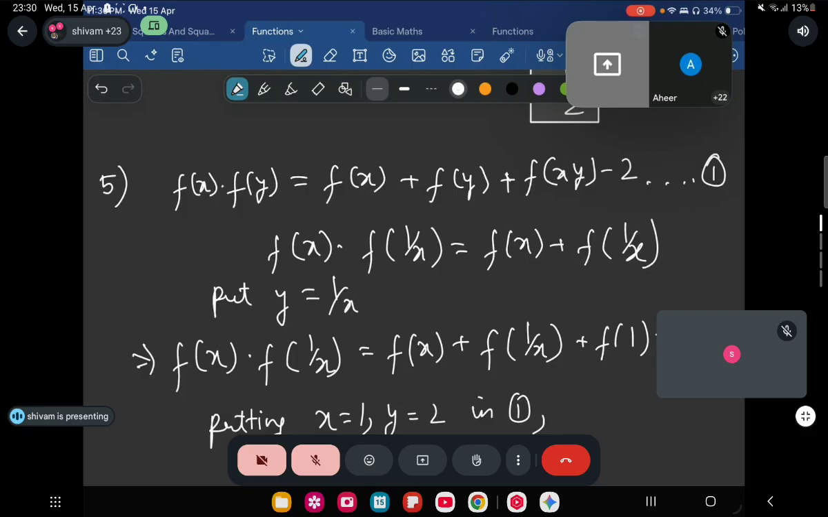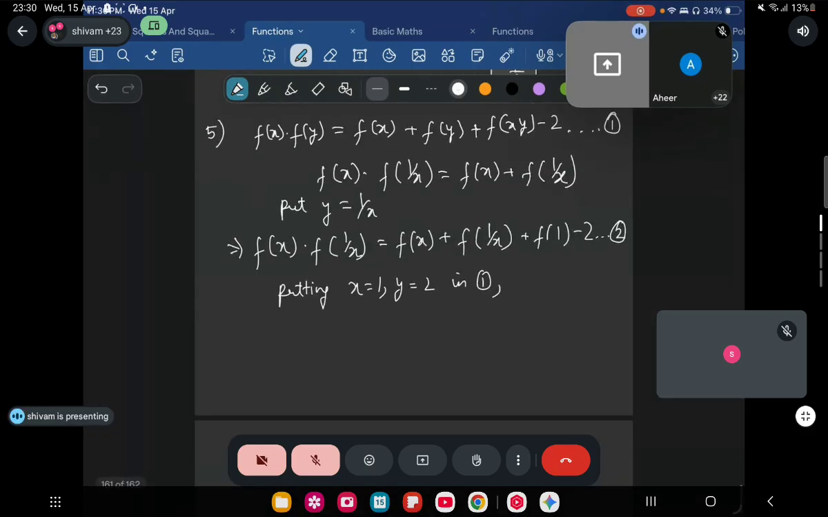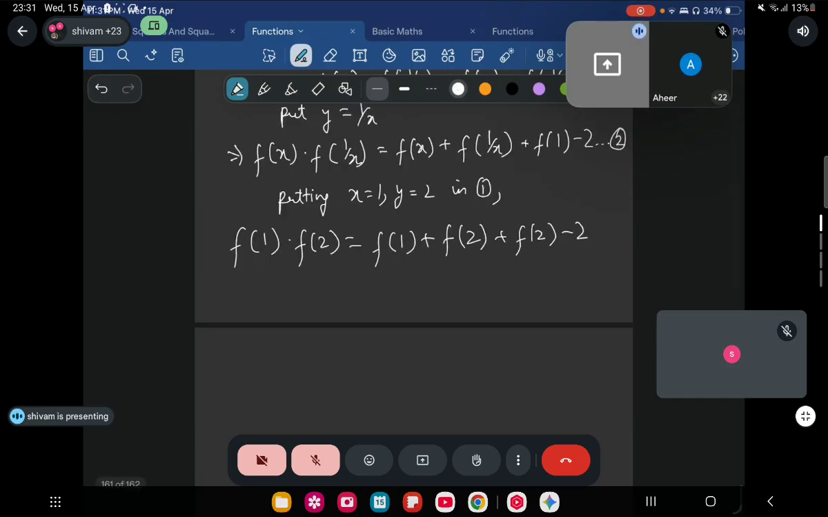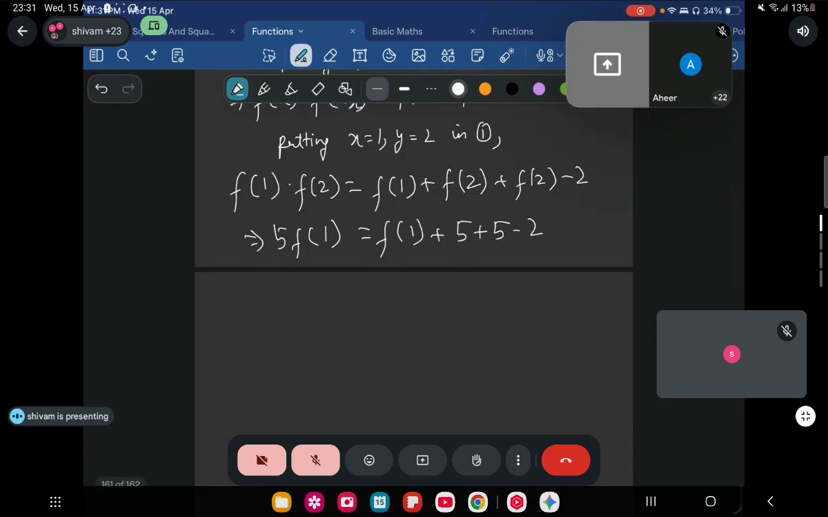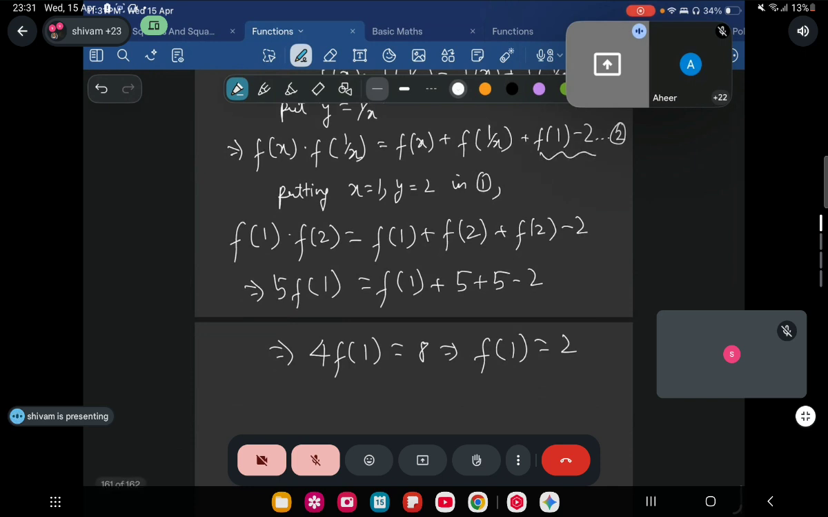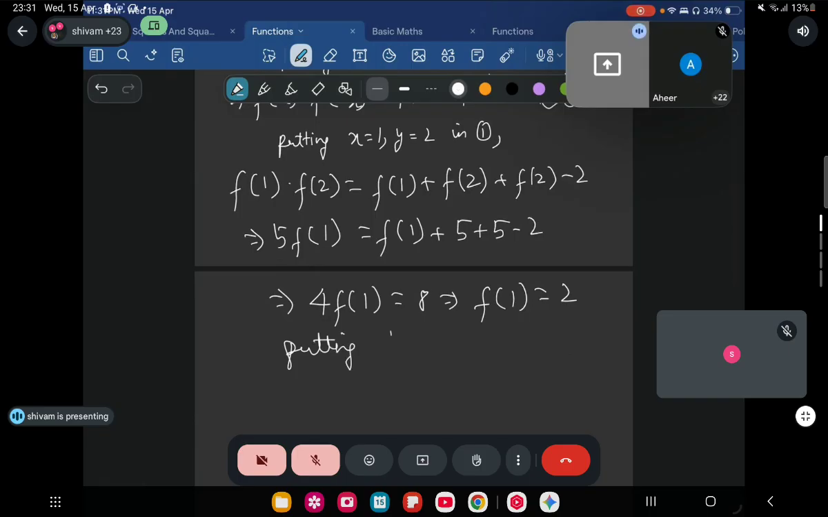in equation 1, what do we get? We'll get f of 1 into f of 2 is equal to f of 1 plus f of 2 plus f of 2 minus 2. F of 2 is given as 5. This implies 5 f of 1 is equal to f of 1 plus 5 plus 5 minus 2. This implies 4 into f of 1 is equal to 8. This implies f of 1 is equal to 2. So I've got the value of f of 1, everyone. Putting f of 1 in equation 2, what are we getting?